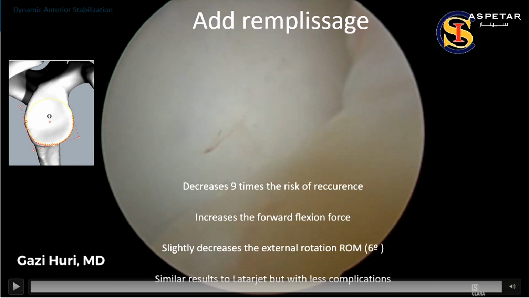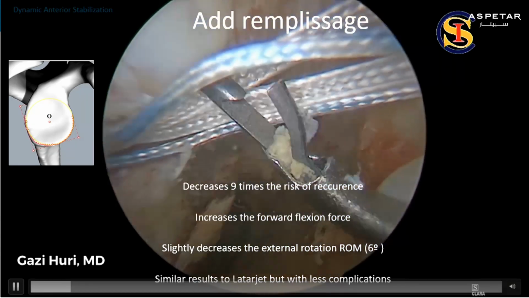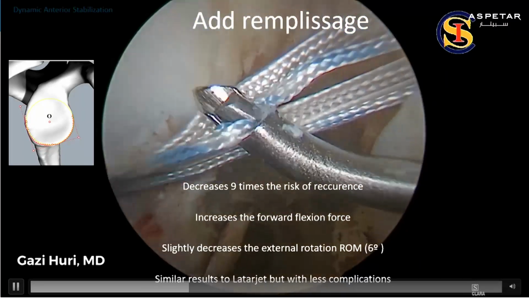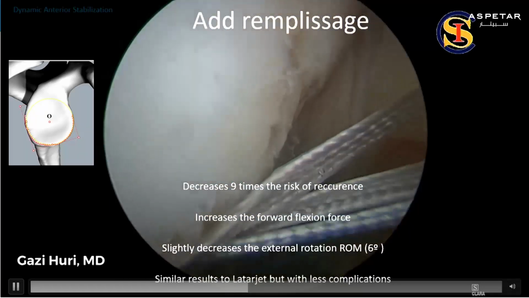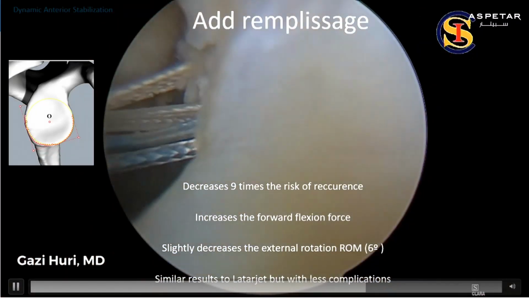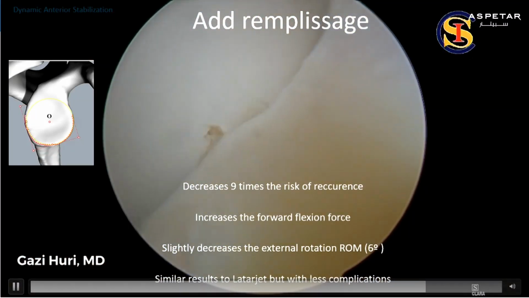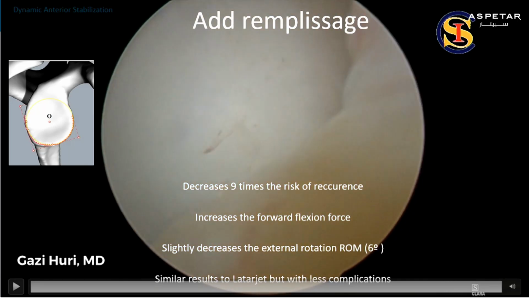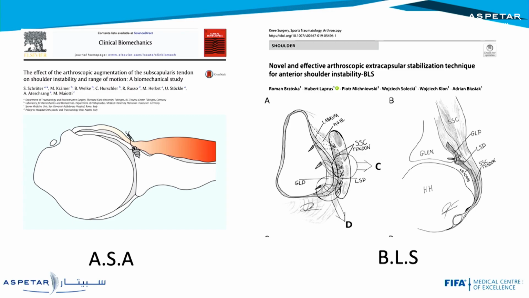So what happens when we do this one? It decreases the risk of recurrence 9 times, which is reasonable. It also increases the forward flexion, with similar results, and this is very important, to the Latarjet procedure without that many complications. The only thing is you have up to 5 or 6 degrees of lack of external rotation if you put something on the posterior side of the humerus, but I think it deserves it. If you don't want to do this technique, there are some other, maybe not easier but convenient, techniques that you can do on the glenoid side.